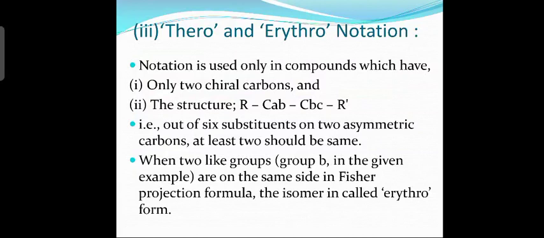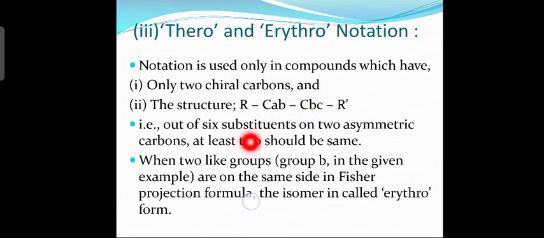Okay. For example, this is a chiral compound, R-CAB-CBC-R'. Okay. These two carbon atoms are chiral carbon atoms. Okay, this carbon atom as well as the other carbon atom.